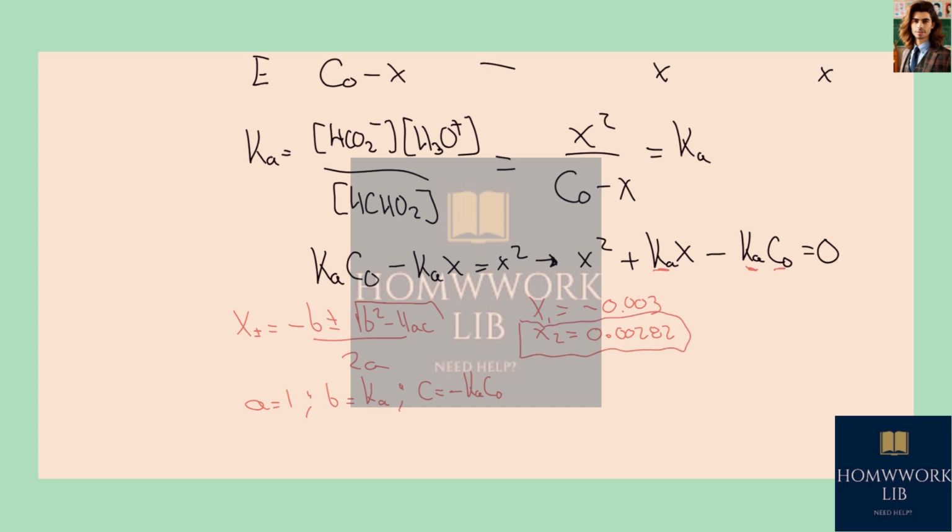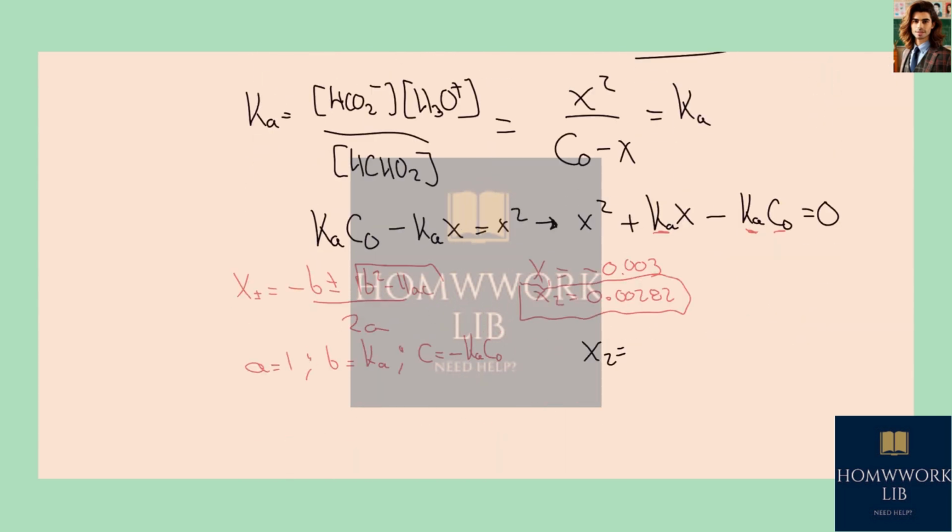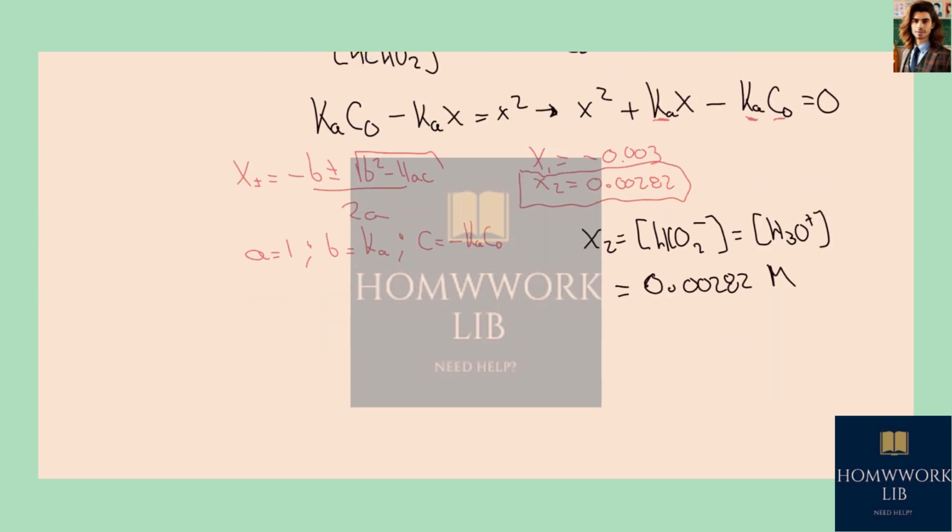This is the result without doing any approximation. So x2 is going to be equal to the fraction that dissociated. So this is going to be equal to the concentration of HCO2 minus that we're going to have, and is also going to be equal to the concentration of H3O+. So this would correspond to 0.00282 molar.